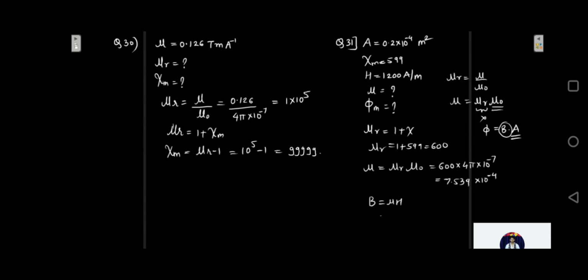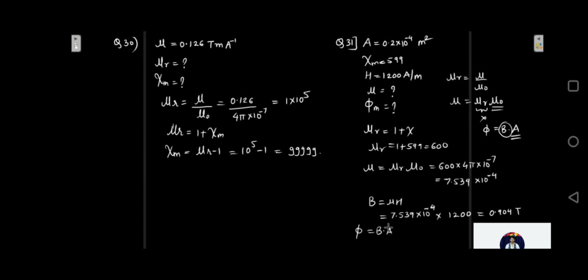So this formula you can use. So mu is 7.539 into 10 raised to minus 4 into H. H is given as 1200. Okay, so here you can find out B. It will come to 0.904 Tesla. And now finally you can find out flux, that is B dot A.